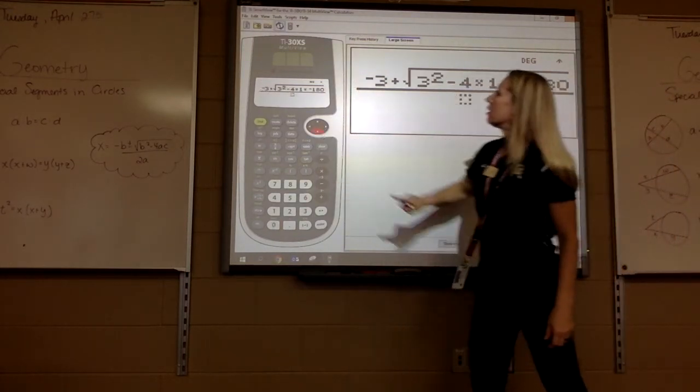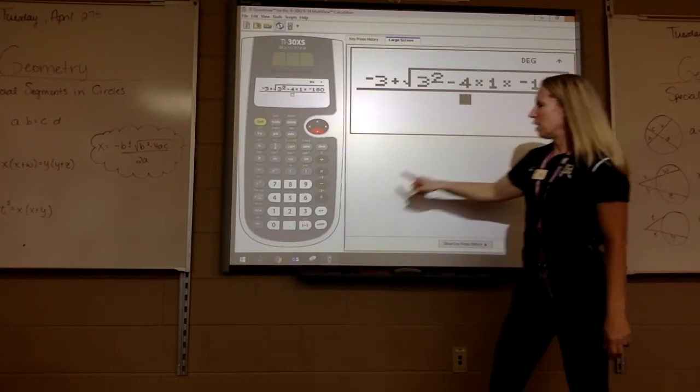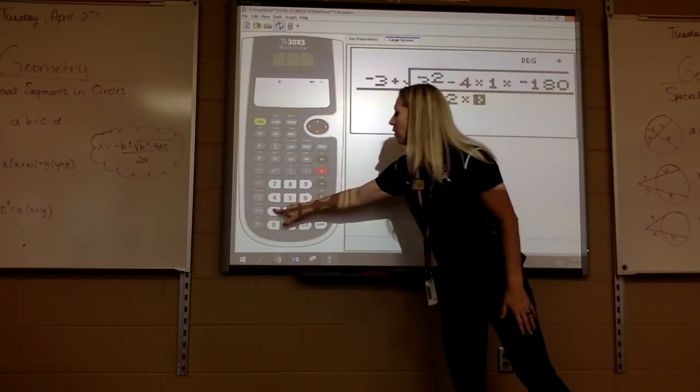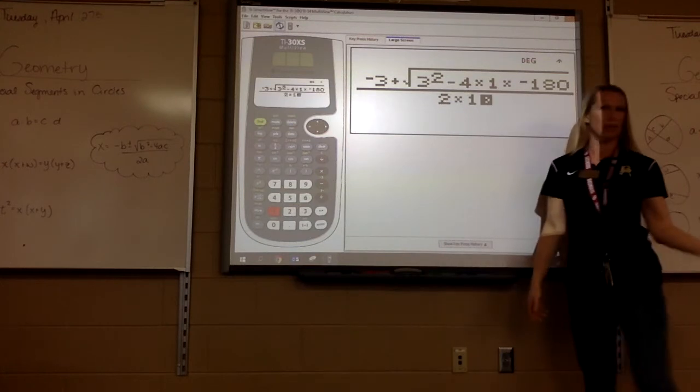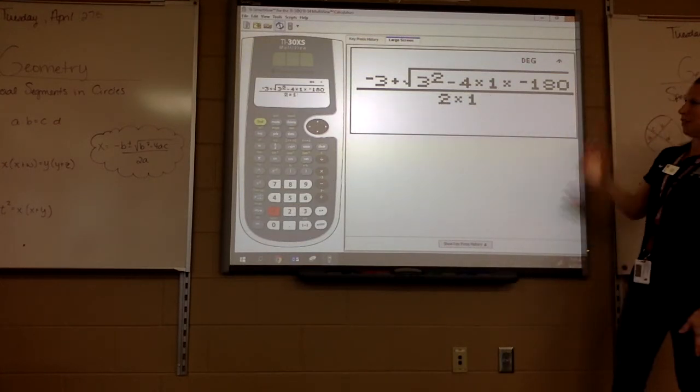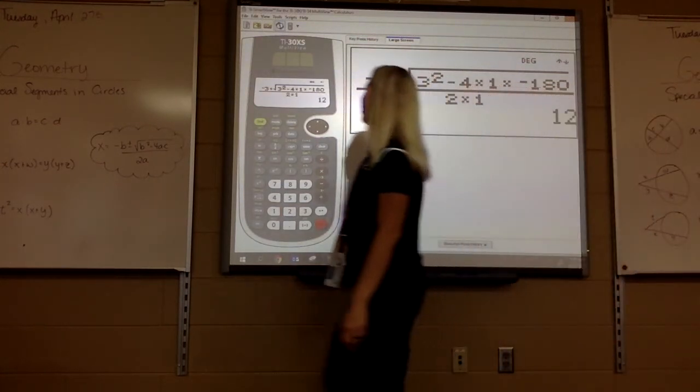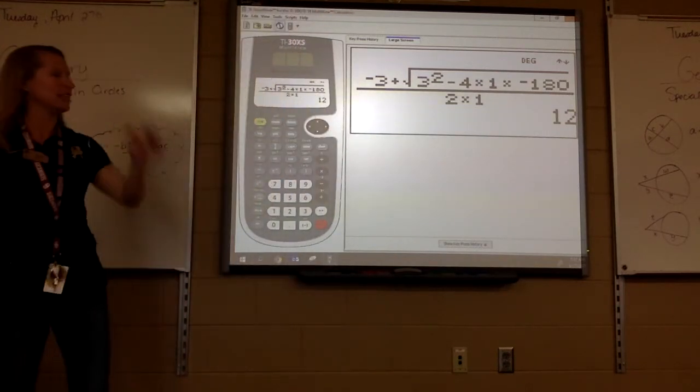Now tab to the bottom. It's all over 2a, so all over 2 times 1. You don't have to put the times 1 because we know 2 times 1 is 2, so you could leave it as 2. You hit enter, all that work. Yes, and the answer is 12.